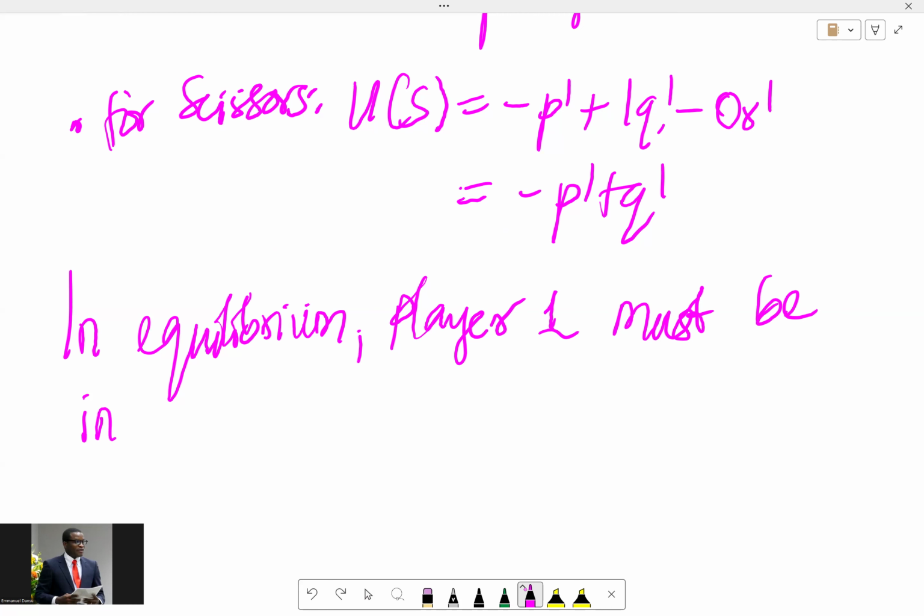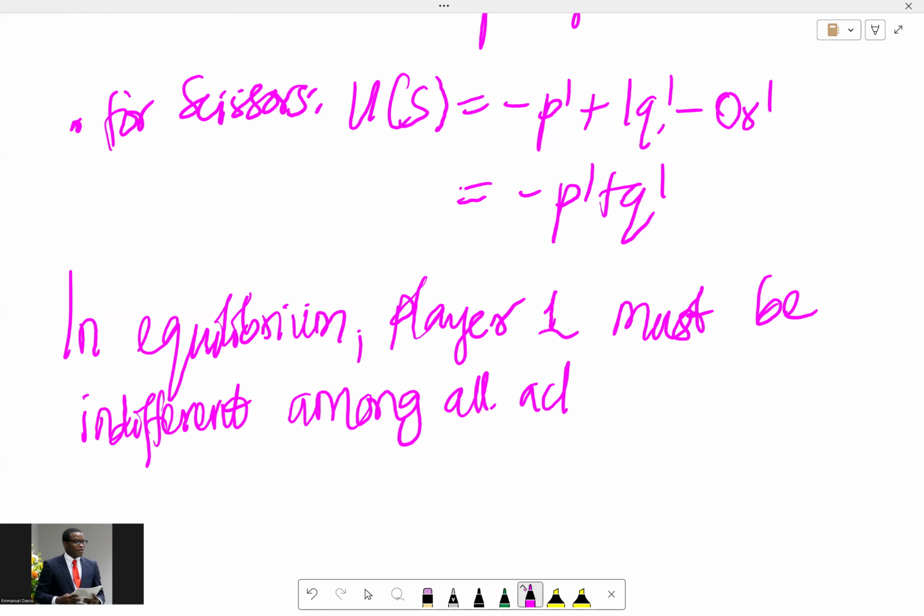In equilibrium, it means whatever player one does, whatever player two does, player one doesn't care, right? So in equilibrium, player one must be indifferent among all actions. So whatever player two does doesn't bother player one at equilibrium, because at equilibrium we are going for the strategy that cannot be affected in any way.